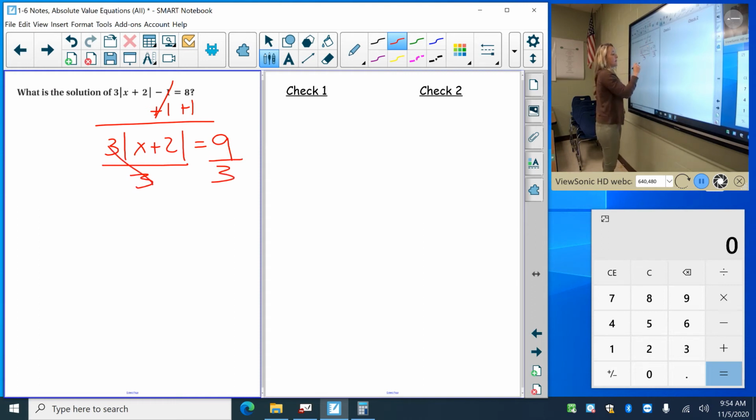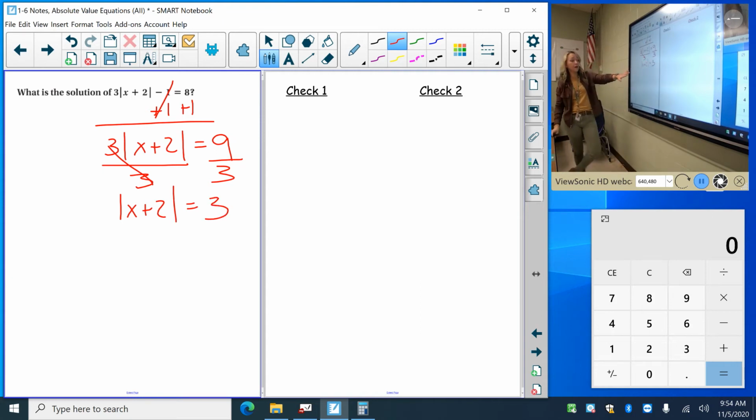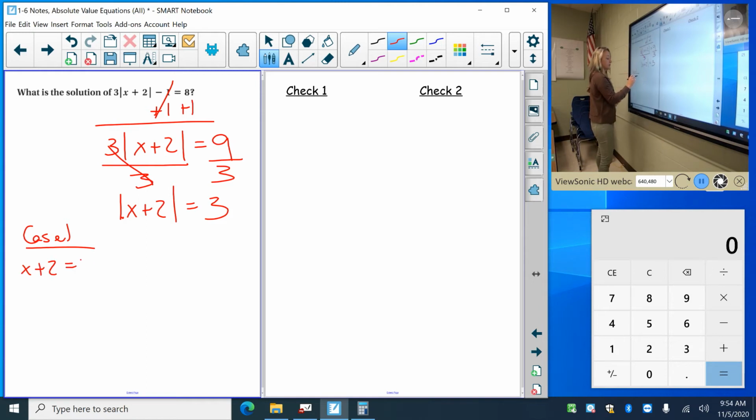So now I have the absolute value of x plus 2 equals 3. Now that we have the absolute value all by itself, we can do our case 1, case 2, because that's how you solve an absolute value. If I can get whatever's on the inside of the absolute value to equal 3 or negative 3, it would be true. So case 1, x plus 2 equals 3.